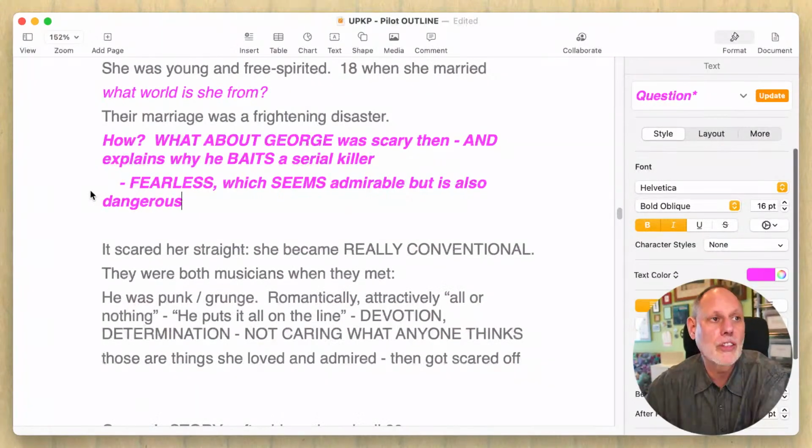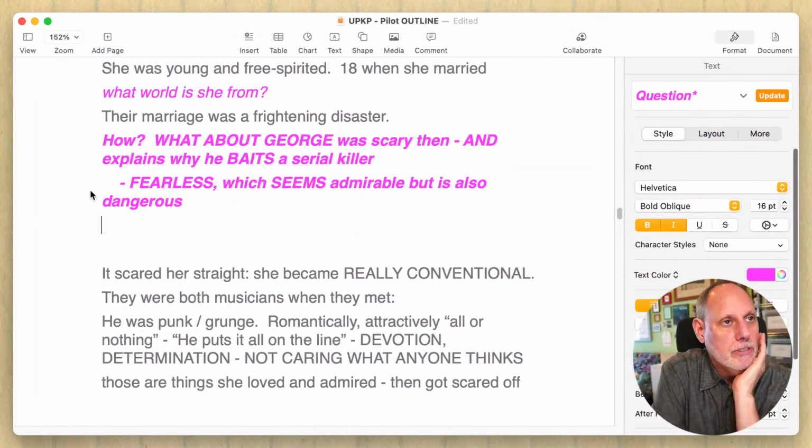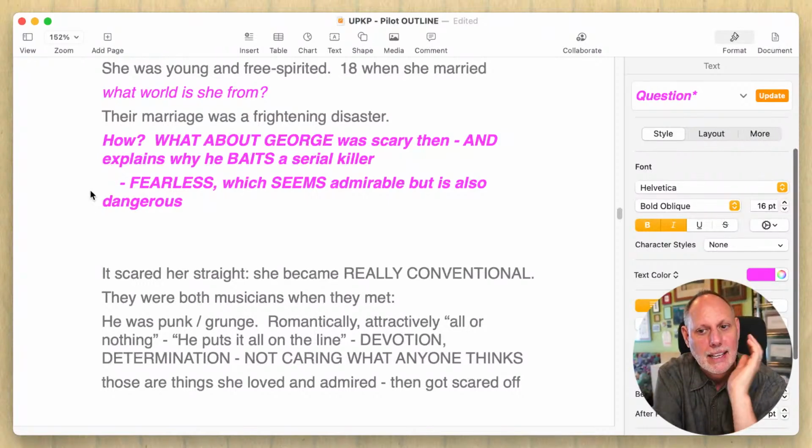Which leaves us with fearless. Are there any other possibilities? Before I choose this, let me think. Is there something else that this could be?